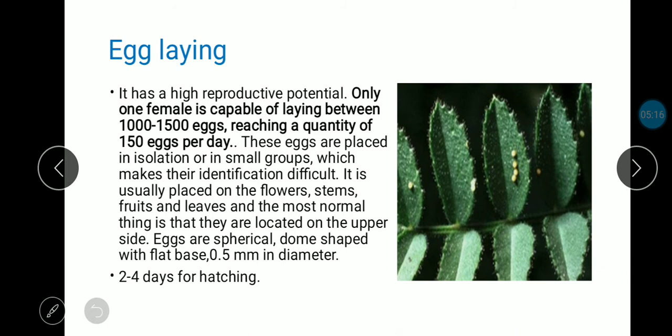These eggs are placed in isolation or in small groups, which makes their identification difficult. They are usually placed on the flowers, stems, fruits, leaves, and the most normal thing is that they are located on the upper side. Eggs are spherical and dome shaped. Their ventral surface or base is flat. They are 0.5 mm in diameter. After 2 to 4 days, these eggs hatch and the larval stage comes out.